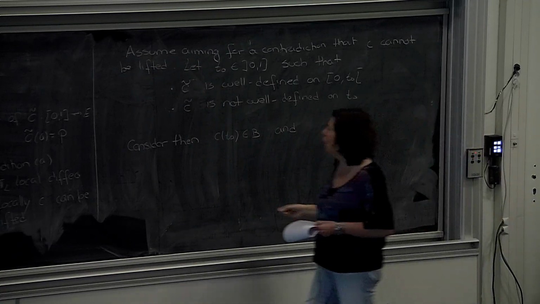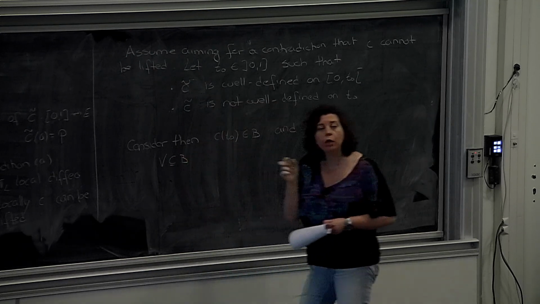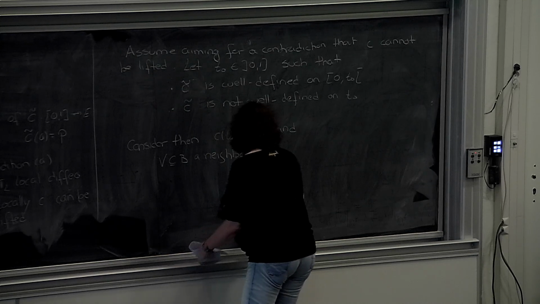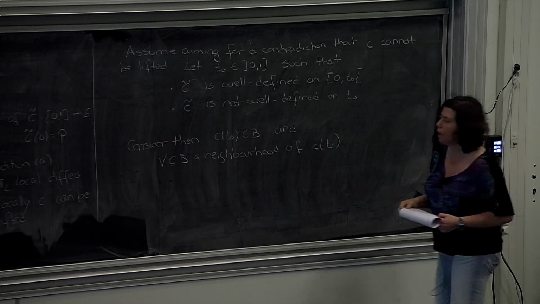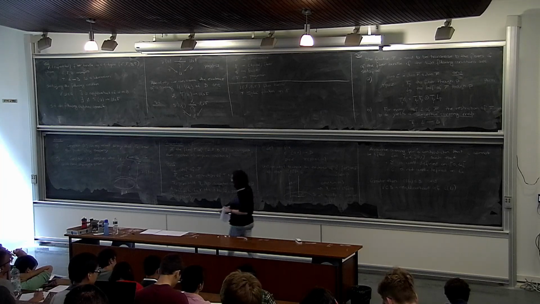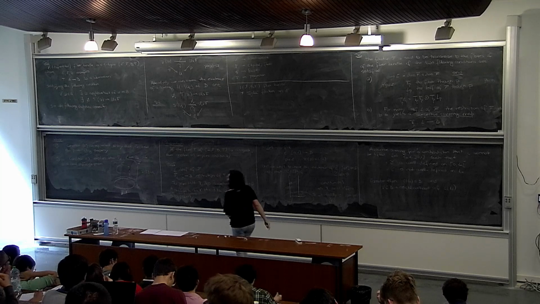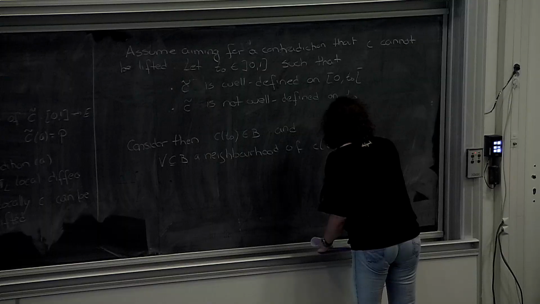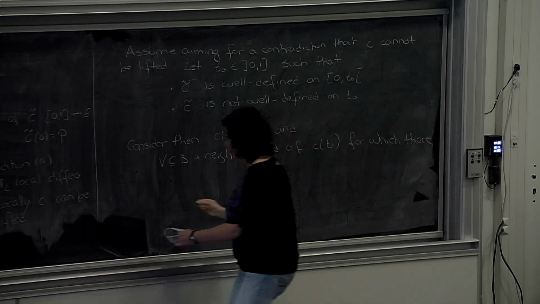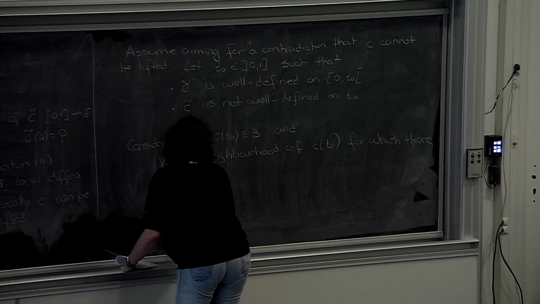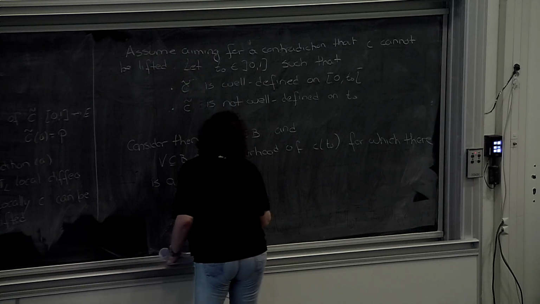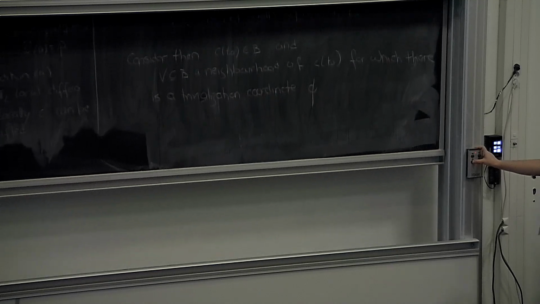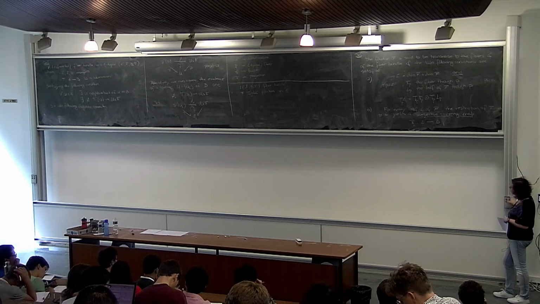and let us fix V on the basis, a small neighborhood of this point C(t0) with a trivialization coming from the definition of the fiber bundle. Okay, so V, the neighborhood of C(t0), for which there is a trivialization coordinate coming from phi.